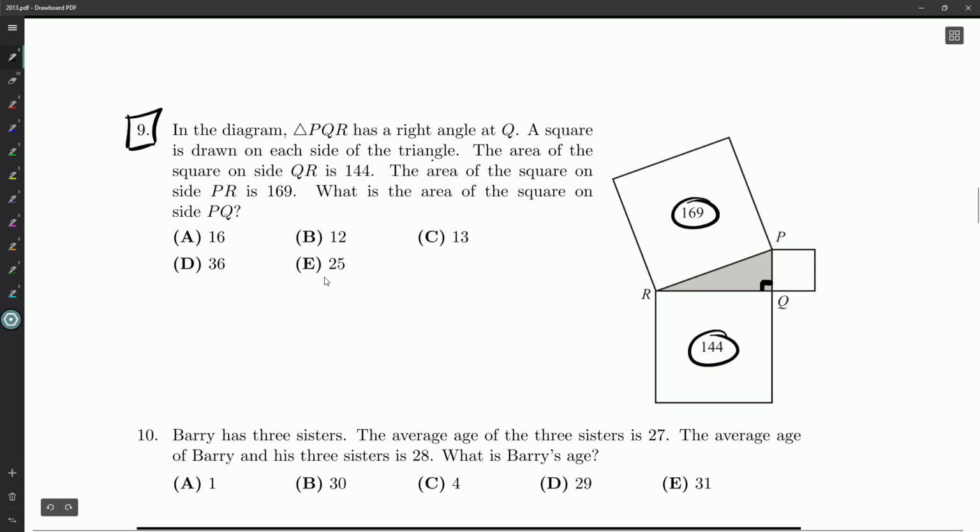Now, there are a couple approaches to this. You can go the long way around and say, if this is 169, then the side would be 13, just the square root. And then you do the same thing with this side, and you'll get side lengths of 12. Then you say, I've got a right angle triangle, 12, hypotenuse of 13, so I can use the Pythagorean theorem to solve for this side over here, which you'll find is 5. And if it's a square, 5 by 5, it's 25. And that's sort of the long way around.